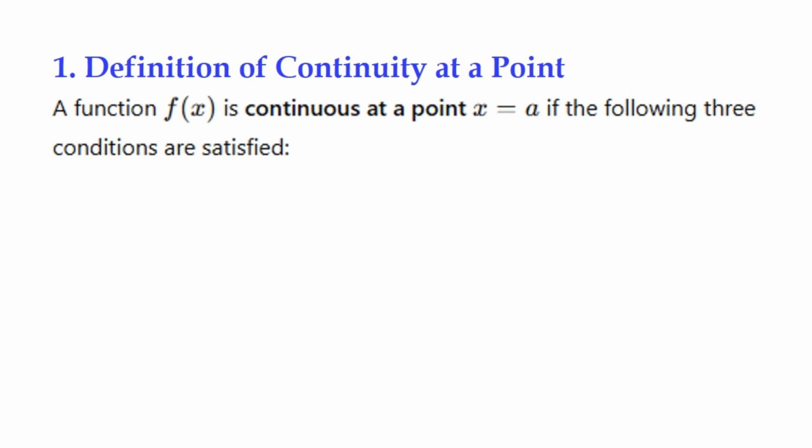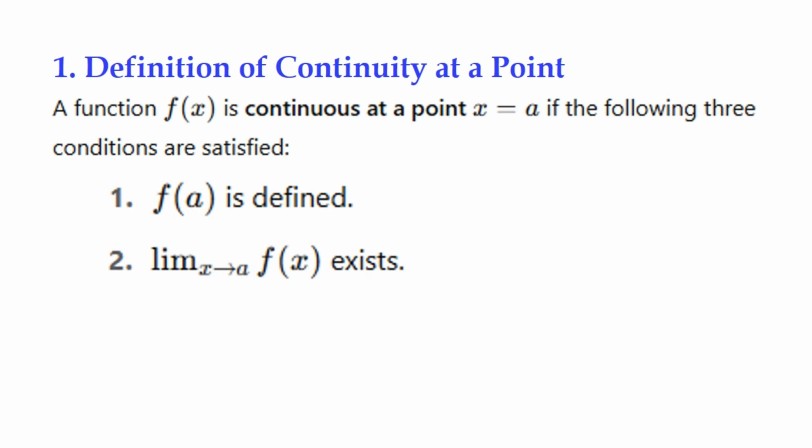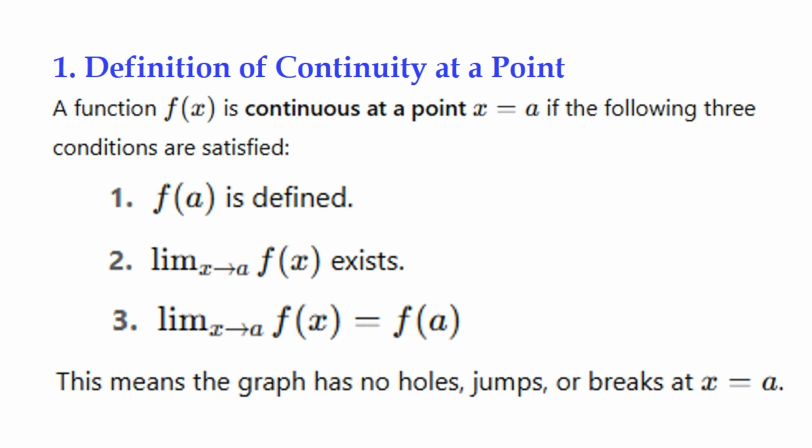A function f(x) is said to be continuous at a point x = a if three specific conditions are satisfied. First, the function must be defined at x = a. That is, f(a) must exist. Second, the limit of the function as x approaches a, written as lim x→a f(x), must exist. Third, the value of the function at that point must match the limit, so lim x→a f(x) = f(a). If all three hold, the graph is smooth at x = a with no break.